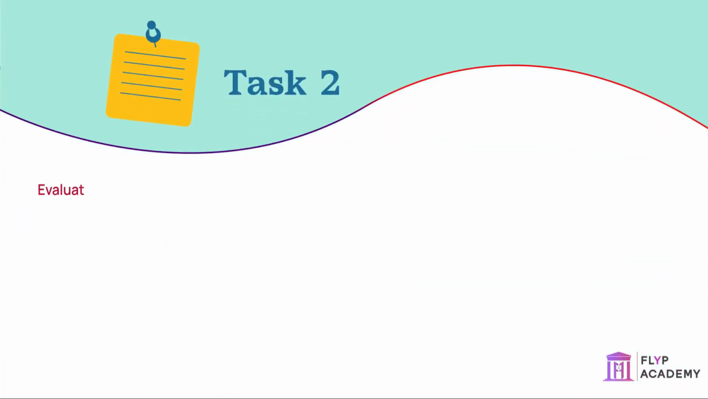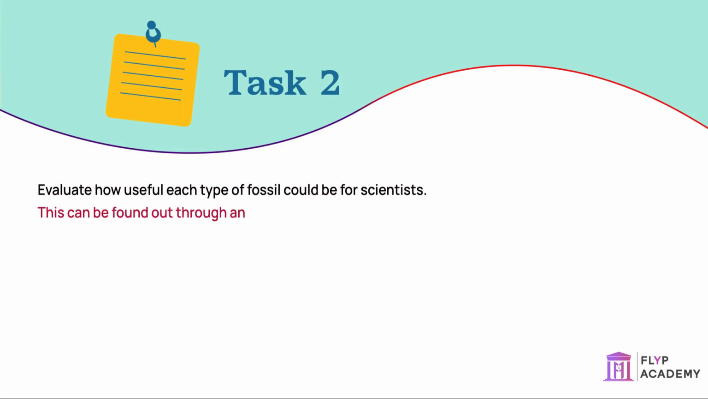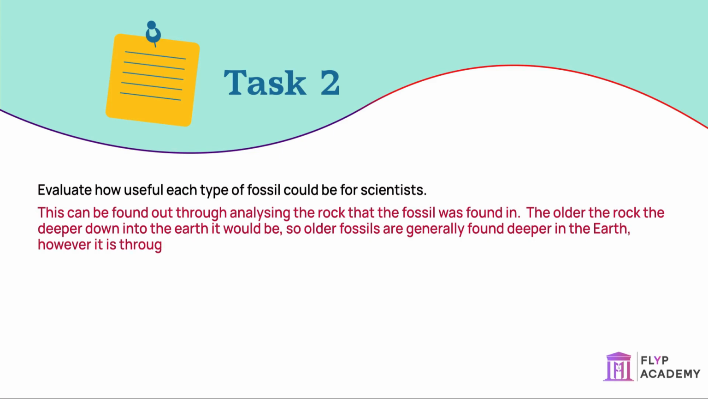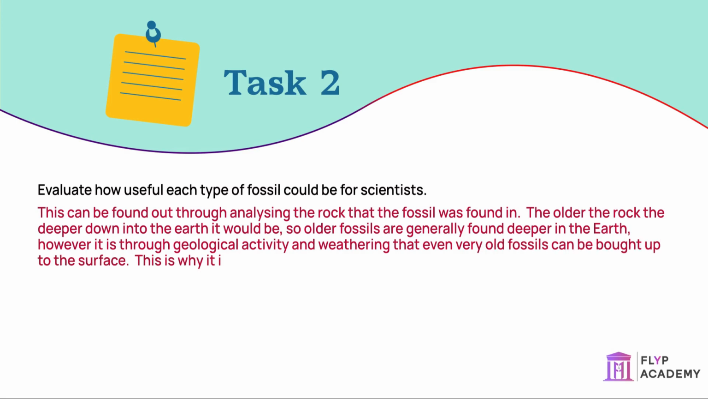Task: evaluate how useful each type of fossil could be for scientists. All fossils are useful because they can provide information about when organisms were alive. This can be found out through analysing the rock that the fossil was found in. The older the rock, the deeper down into the earth it would be, so older fossils are generally found deeper in the earth. However, it is through geological activity and weathering that even very old fossils can be brought up to the surface. This is why it is more accurate to analyse the rock.